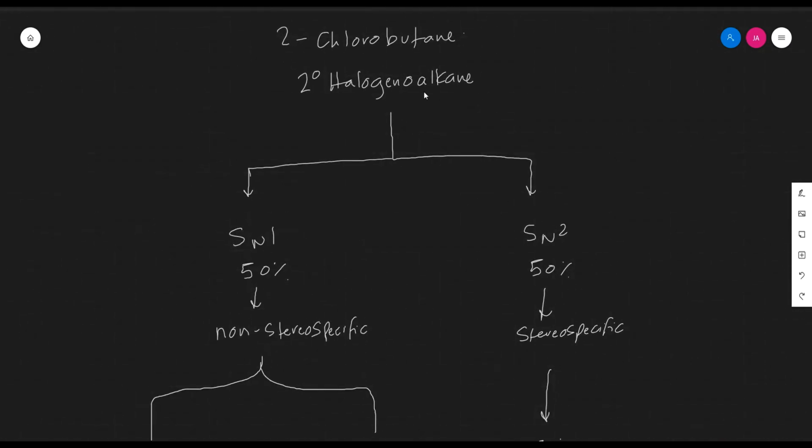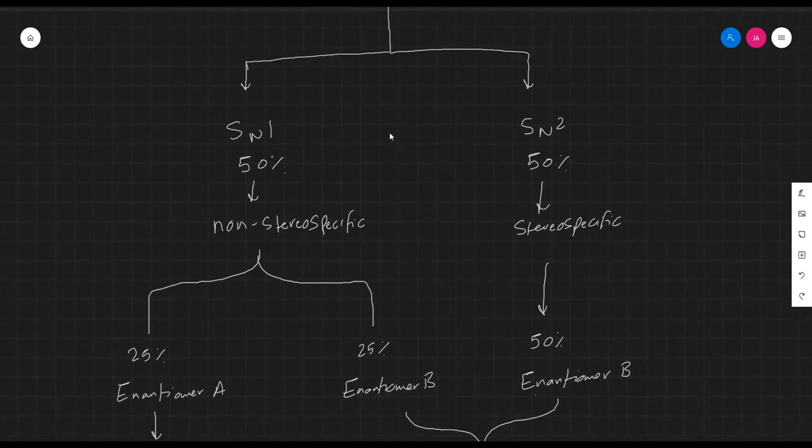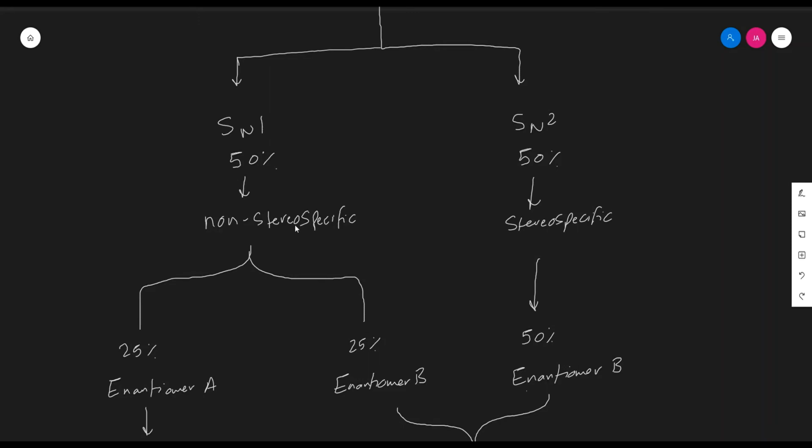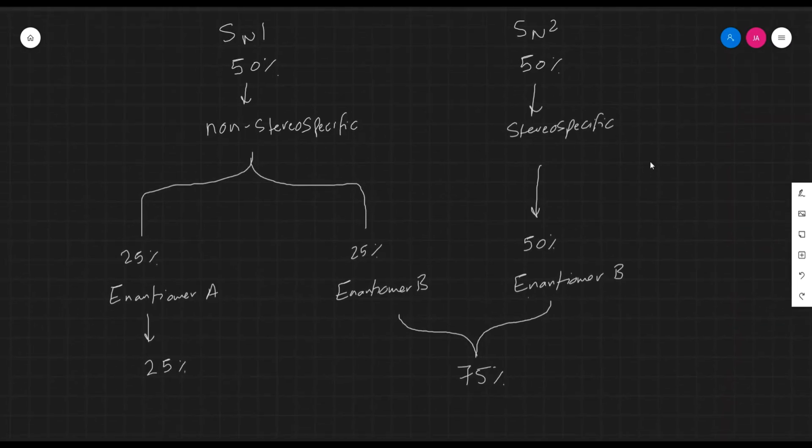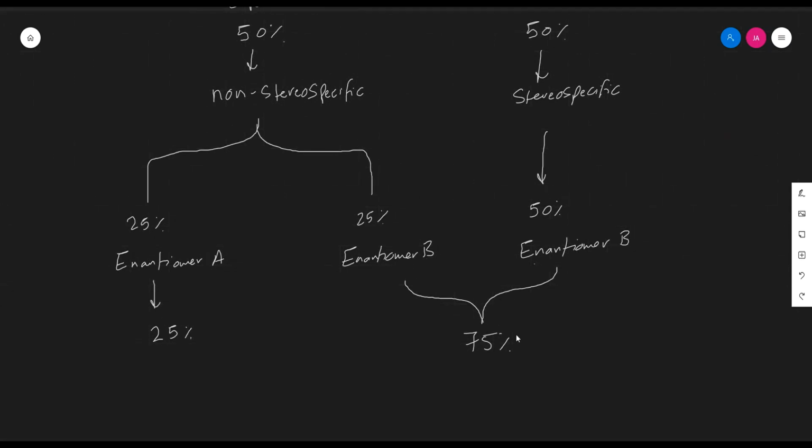2-chlorobutane is a secondary halogenoalkane, and thus 50% of these molecules would undergo SN1, and the other 50% would undergo SN2 mechanisms. The SN1 mechanism is a non-stereospecific mechanism, and thus would form each enantiomer in equal amounts, and thus I've divided the 50% to form 25% of enantiomer A and 25% of enantiomer B. On the other hand, the other 50% undergo a stereospecific mechanism which forms one of the enantiomers, and thus all the 50% of these molecules form a single enantiomer, which I chose as enantiomer B in this example. Thus, this reaction overall would produce 75% of enantiomer B and 25% of enantiomer A.